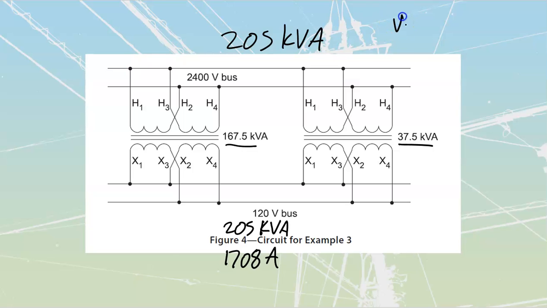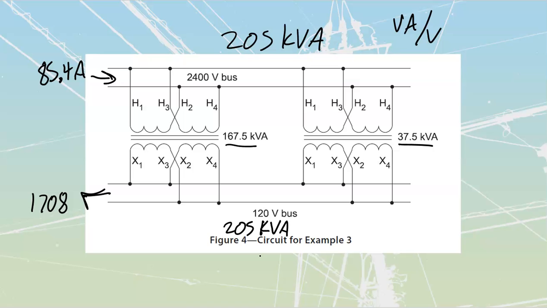So I can take my VA and divide out my volts, which will tell me my total amount of amps that I'm going to be taking into this circuit. 205 divided by 2400 gets me to 85.4 amps. So I'm just going to draw that up top here, 85.4 amps, with an arrow going into here, and I'm going to draw an arrow coming out on this side, 1708 amps coming back out of that bank.